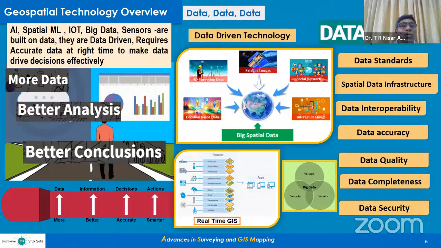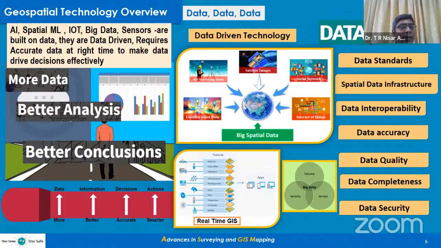Now, all the technology that we discussed in the previous slide, the artificial intelligence, machine learning, IoT, big data, digital twins, sensors, are all built with data. Without data, there is no IoT. Without data, there is no sensor. So everywhere there is a huge increase of data. That means all we have is data-driven technology. That's why we call data the new oil. I was reading in an article that the next war will not be on water. The next war will be for the data, the ownership of the data.